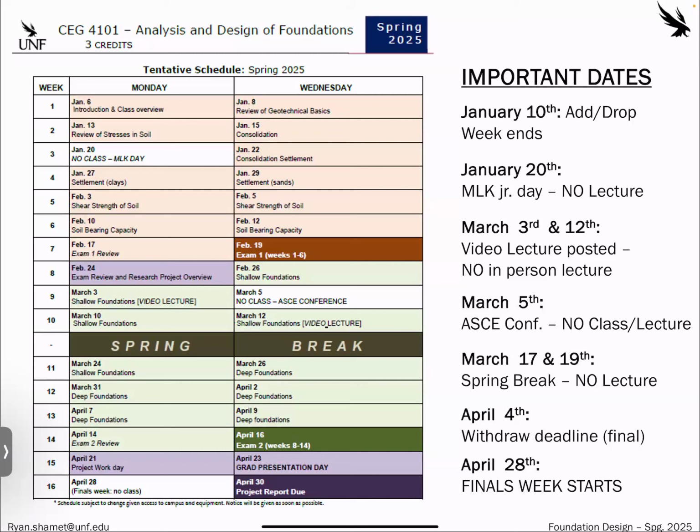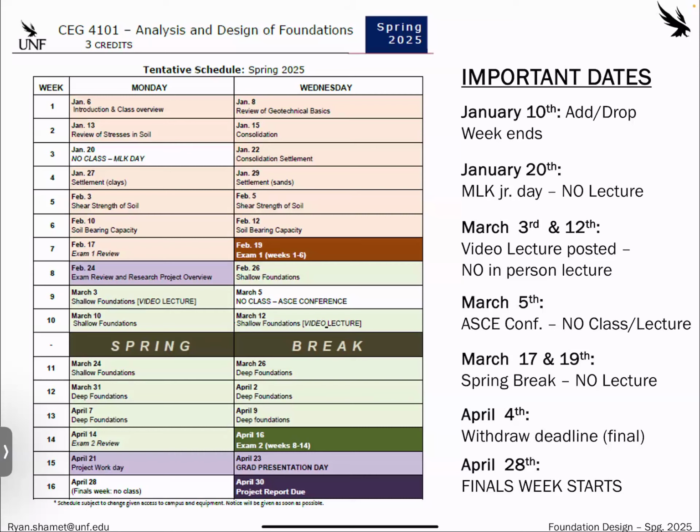So Wednesday the 13th, review stresses in soil. And then the 15th, we kind of talked a little bit about consolidation, so we're going to recap that in Geotech 1. And then after that, it'll be all new stuff: consolidation settlement, settlement in clays, settlement in sands. So long-term and short-term settlement, and then shear strength and different tests.